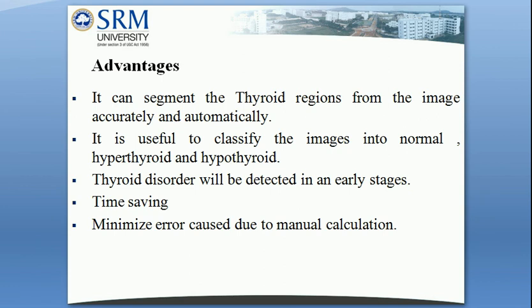Advantages of this system: it can segment the thyroid region from the image accurately and automatically. It is useful to classify the image into normal, hypothyroid and hyperthyroid. Thyroid disorders will be detected at an early stage. This system is time saving and it will minimize the errors caused by manual calculations.